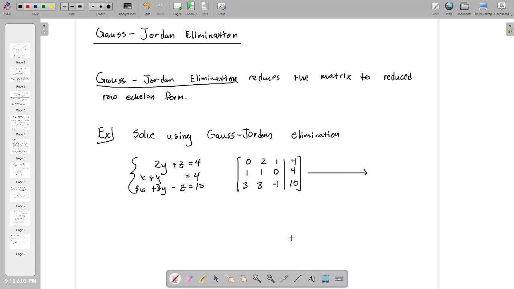Now we do exactly the same process. We use those exact same elementary row operations in order to reduce the matrix to reduced row echelon form. So we're going to reduce row echelon form instead of just getting a triangular matrix. So notice there's a 1 here already, and I have a 0 here. So what I'm going to do first is swap rows 1 and 2.